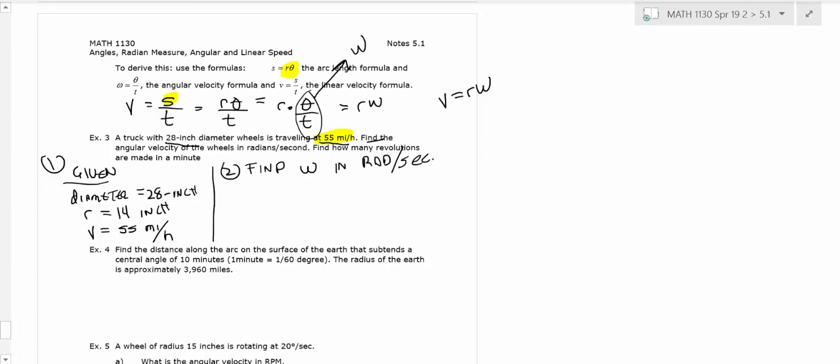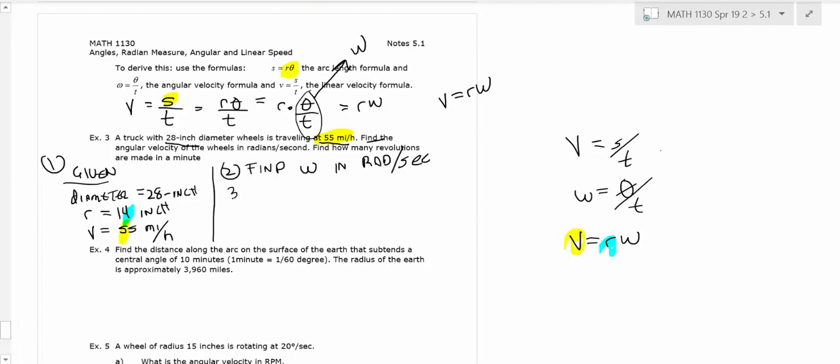So here's the idea. You've only learned three formulas, only three formulas. You have V is s over t. You have omega is theta over t. And then you have V is equal to r omega. Well, in this particular problem, you know r. Okay, so we know that. We also know V. Okay, so that's the formula you're going to use because we got just one unknown left in that problem. So now you've got to know what formula to use.